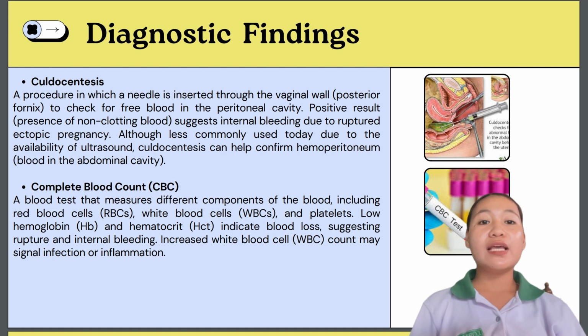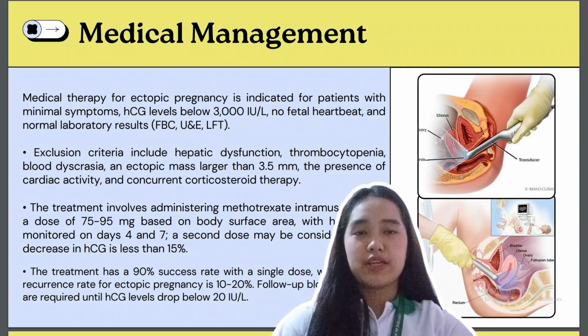For example, if a woman with an ectopic pregnancy is found to have a hemoglobin level of 8 grams per deciliter, while the normal is 12 to 16 grams per deciliter, it means she has lost a significant amount of blood and may need a blood transfusion.